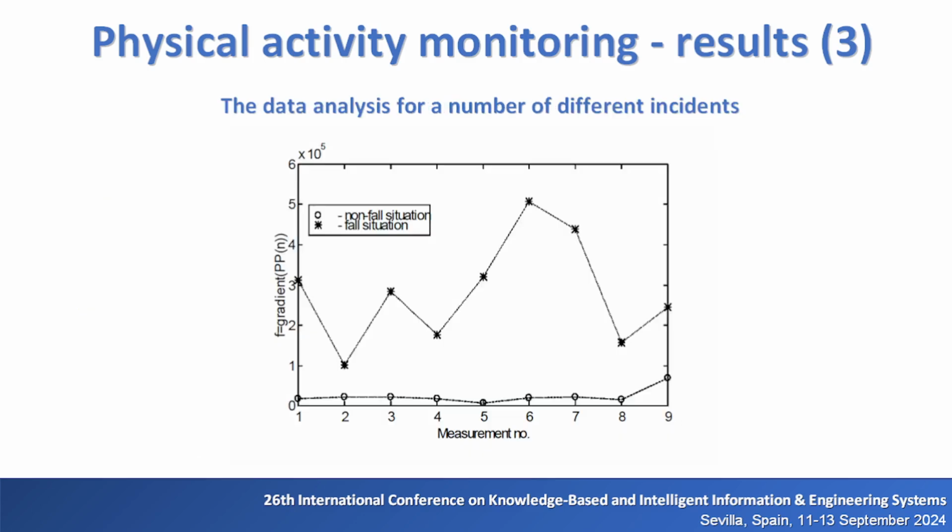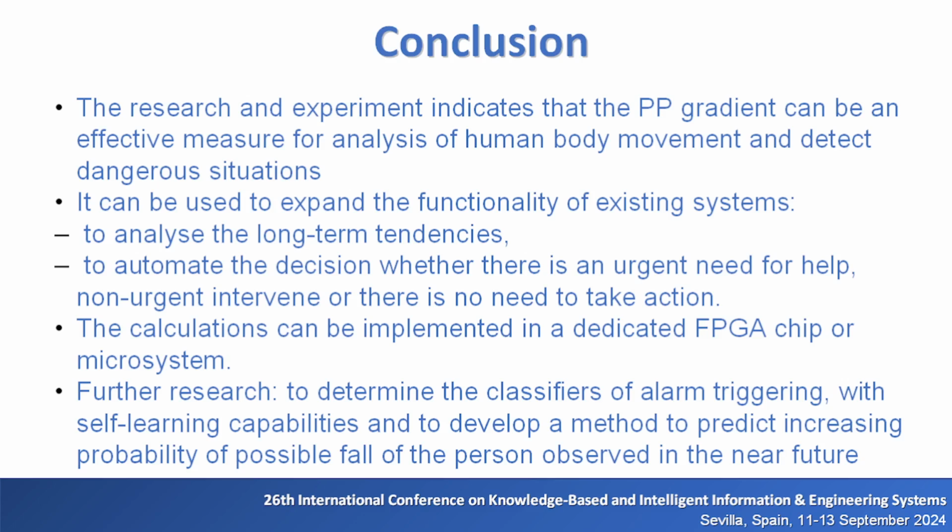In the final picture there are shown results of analysis of data for a number of different incidents. And the image indicates that the gradient of fall situation is far more distinctive than the gradient of the signal in the case of non-fall situations, such as a walk, even a stumble. The research and experiments indicate that the gradient of PP can be an effective measure for analysis of human body movement, and especially to detect dangerous situations such as stumbles, falls, and similar.